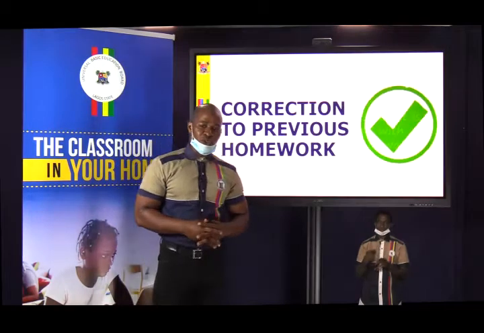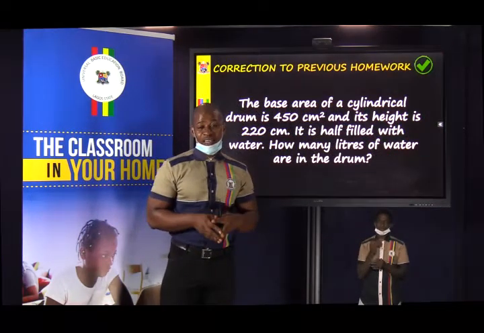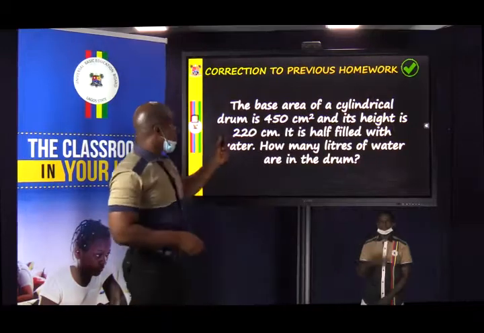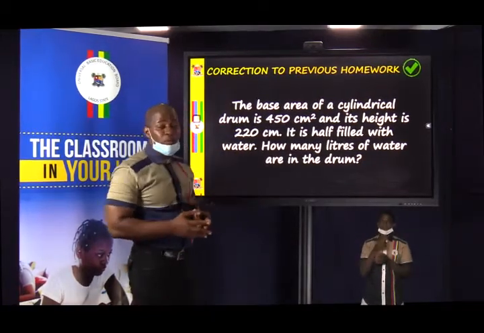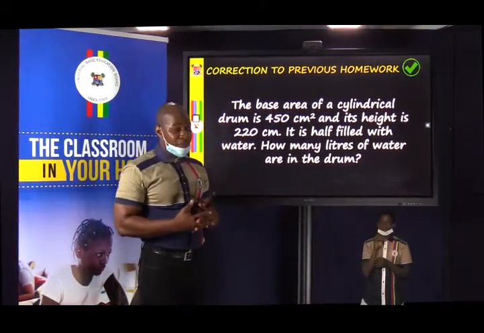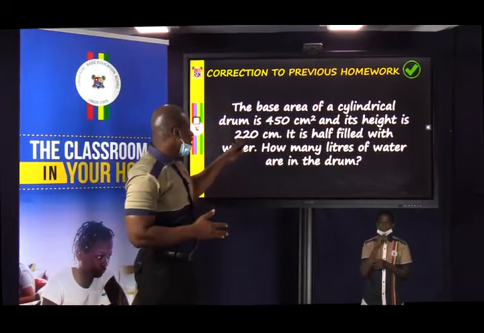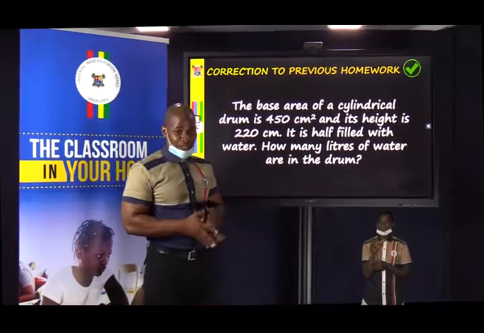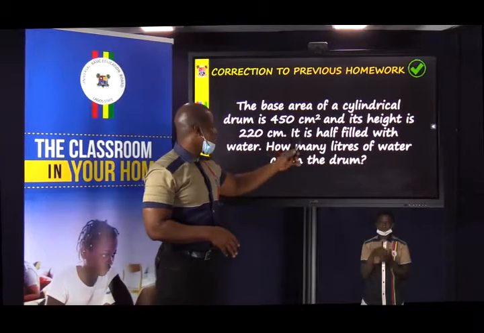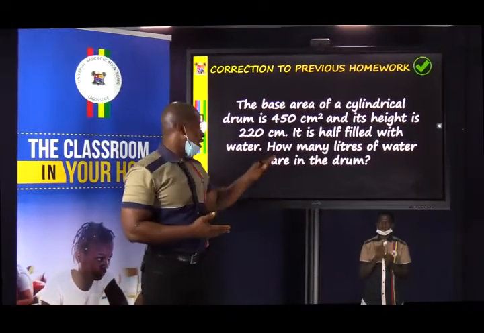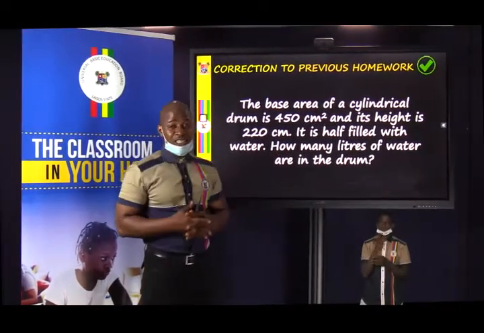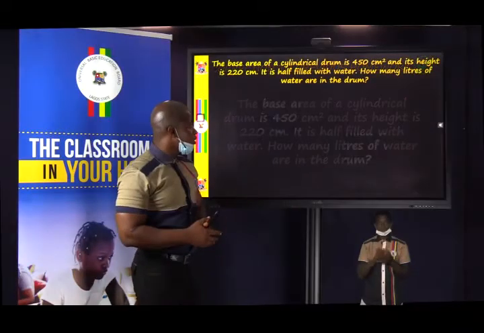Now, let's look at the correction to the last homework on capacity and volume. The base area of a cylindrical drum is 450 centimeters squared and the height is 220 centimeters. The drum is half filled with water. How many liters of water are in the drum? Okay, so let's just get right into it.